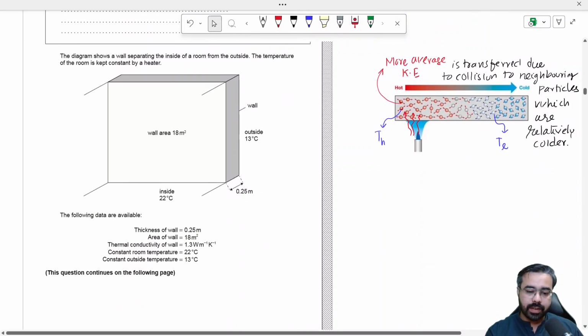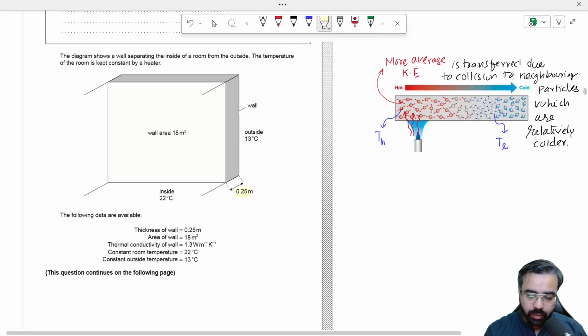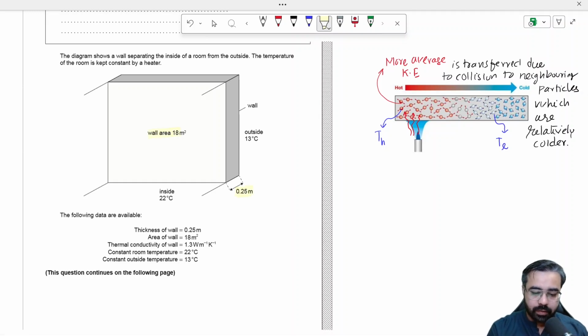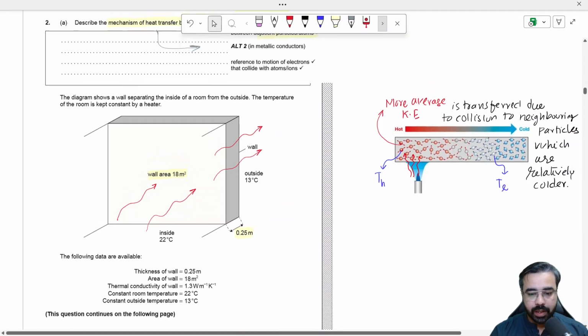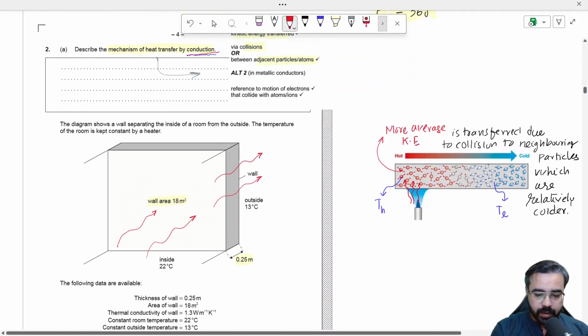As you see, this is a wall. This wall has a thickness of 0.25 meter and a surface area of 18 meter square, and inside the temperature is high, whereas outside the temperature is low. So you can imagine the direction of flow of heat. The heat will flow from the inside to the outside, but through which mode of heat transfer? That is conduction, because the heat is not radiating.